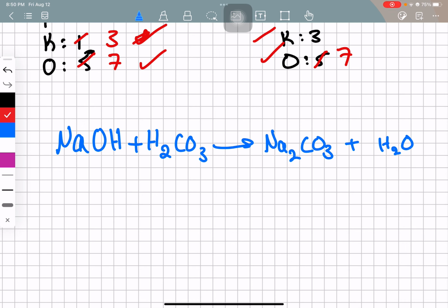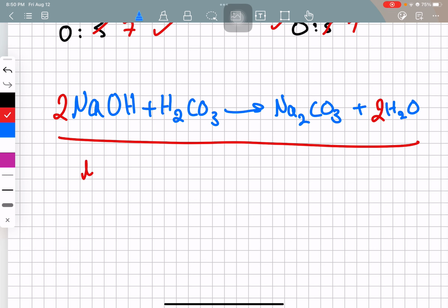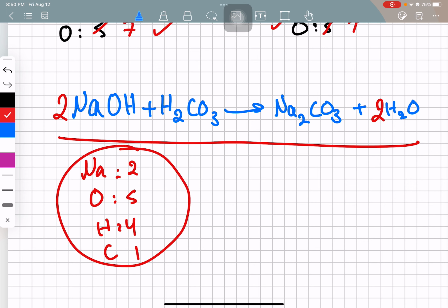Okay, so unpause. So if you found this, then you're true. So that is how you balance this equation. You're going to end up with sodium having 2, oxygen being 5, hydrogens being 4, and carbon being 1 in the input and the output having the same results.